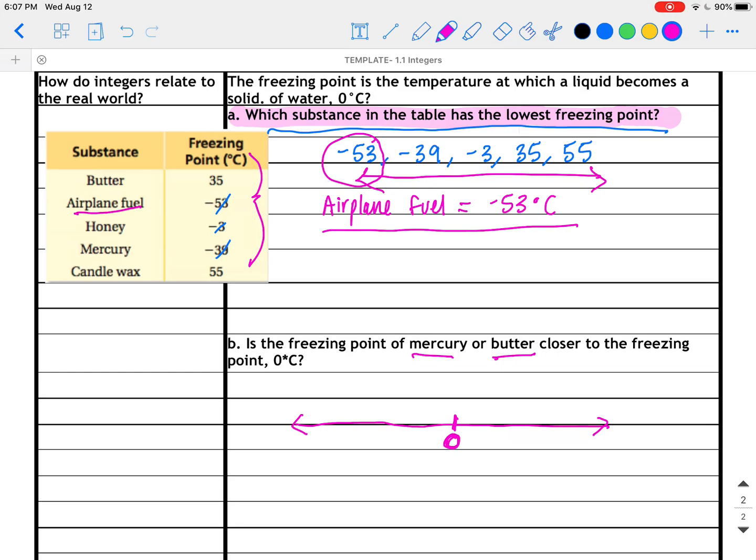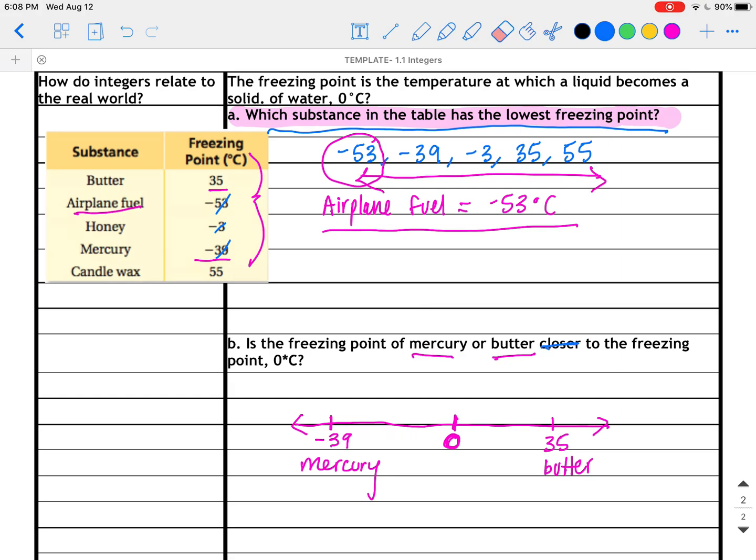And we are talking about mercury and butter. So let's go ahead and find those values. And it looks like butter is at 35 degrees, so I'm going to put it over here on the positive side. 35, and that one is butter. And then we have mercury, which is negative 39. And that is mercury.